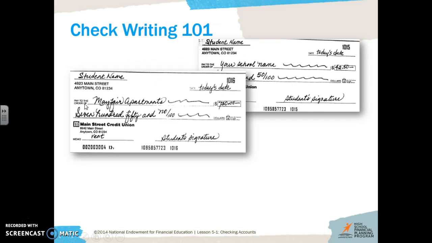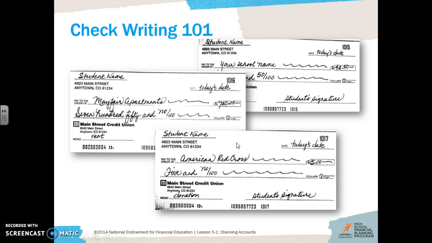There's a whole bunch of different completed checks that I'm going to show you. This is for a person, they wrote today's date in. This is for Mayfair Apartments for $750. So they wrote it in numbers, they wrote it in words. This was for rent, and then there's the student signature. Here's another example. Again, it has the student's name, today's date, who they're paying this to, the American Red Cross, for $5. So this was $5 and no cents is what they wrote, N-O, or you can write 00. This was for a donation to the Red Cross, and then the student signed this.